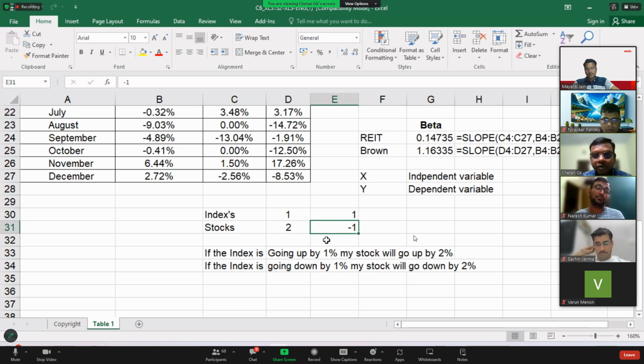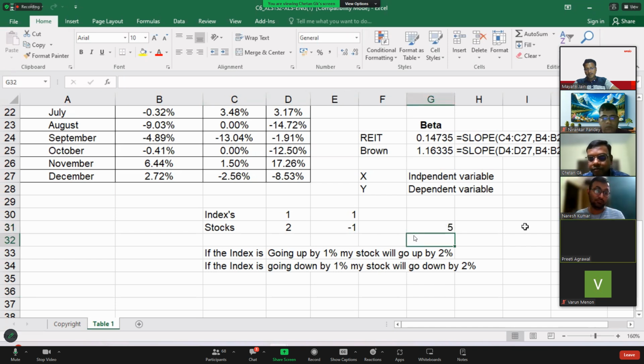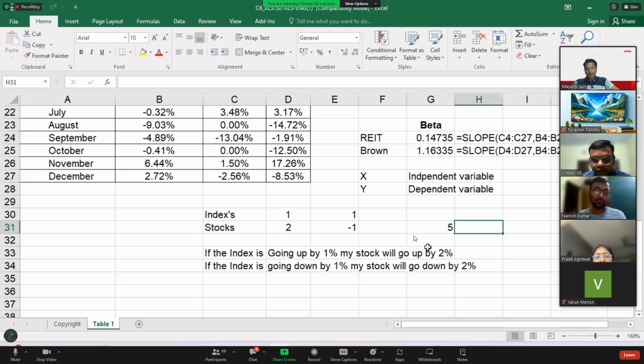What is beta of the stock? Can you tell me what is beta of any stock? Correct. So what if my beta is 0? If the index goes up by 1%, I can't say whether my stock will go up or down. It is going to be directionless. I can't really judge that. Is it clear what 0 beta is all about?